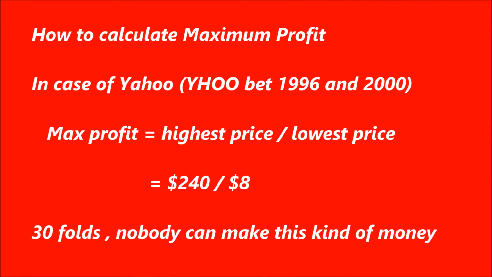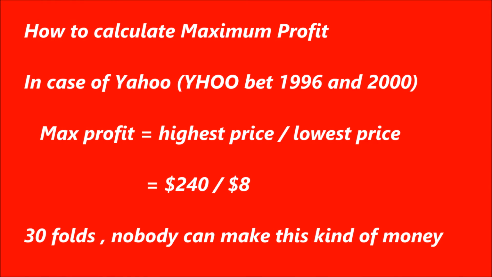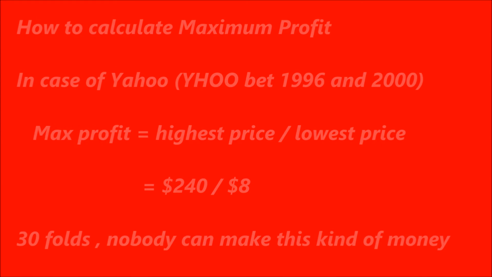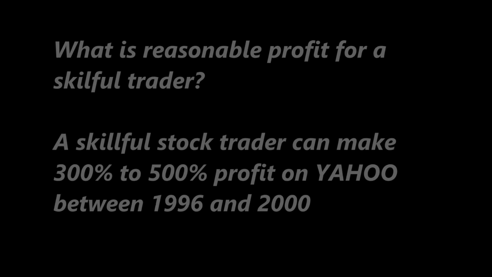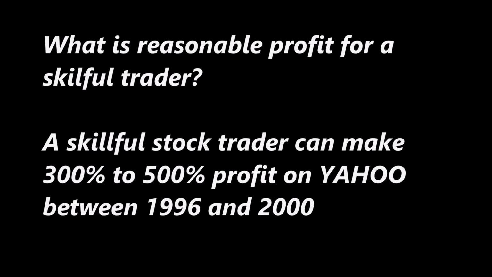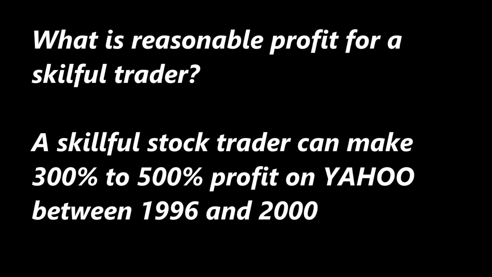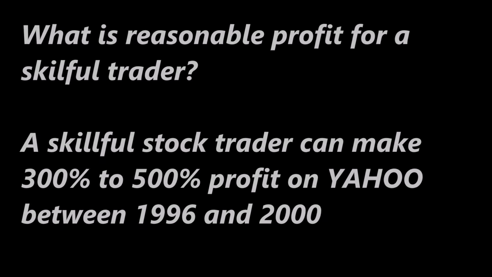But nobody can make this kind of money. You know, if someone tells you they can buy at the lowest point and sell at the highest point, it's all bullshit. So what is reasonable profit? A very skillful stock trader can make between 300% and 500% profit between 1996 and 2000 with Yahoo.